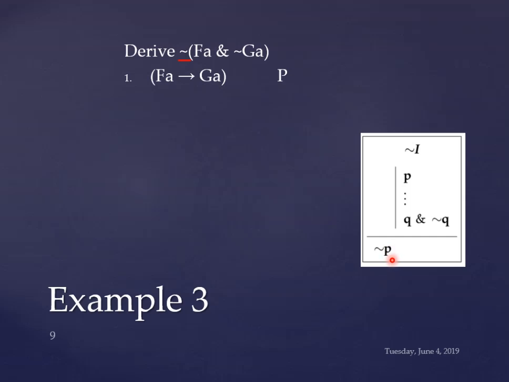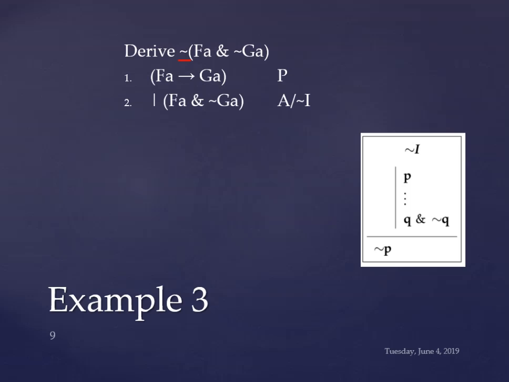Now, how do I know what to assume? Well, you just assume the unnegated form of your target. So you're going to assume FA and not GA. That's perfectly okay. You don't have to assume just an atomic. You can assume something big like that. Now, here's something I want you to notice, because you're thinking, okay, great, I assume that. Now what do I do?